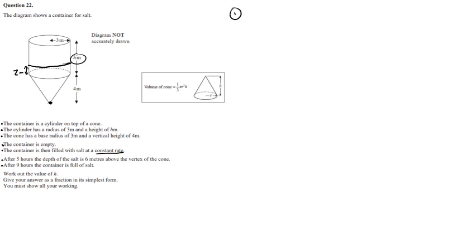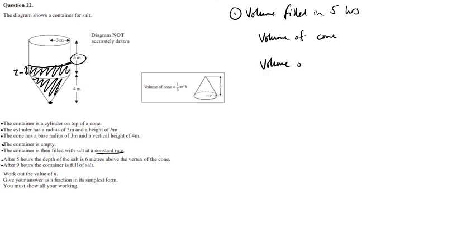And the first thing we're going to do is work out the volume of the shape which was filled in those first 5 hours. Now, in those first 5 hours, the cone is totally filled. So we need to work out the volume of the cone. And we also know 2 meters of the cylinder was filled as well. So we need to work out that volume of the cylinder, which was filled in that time as well.